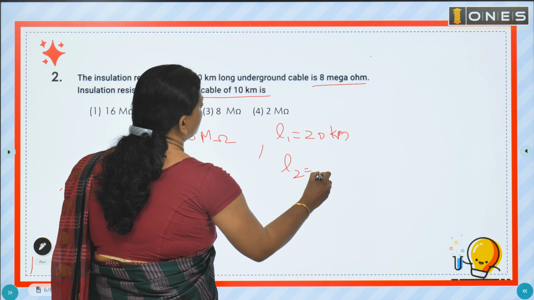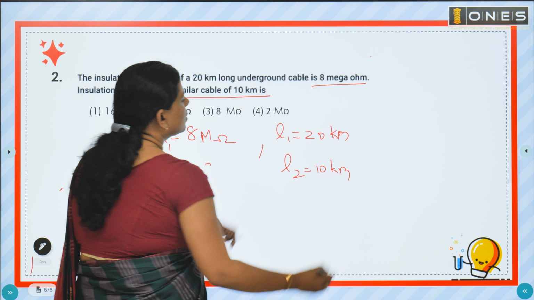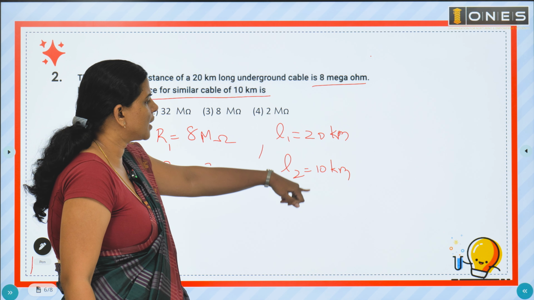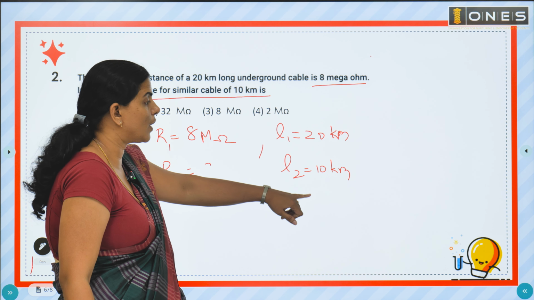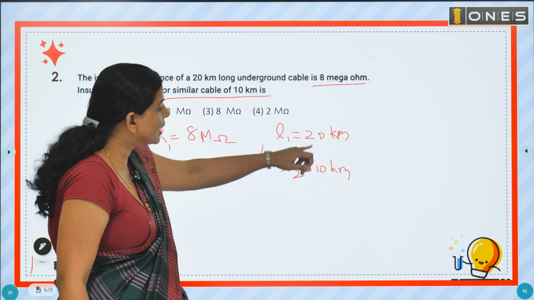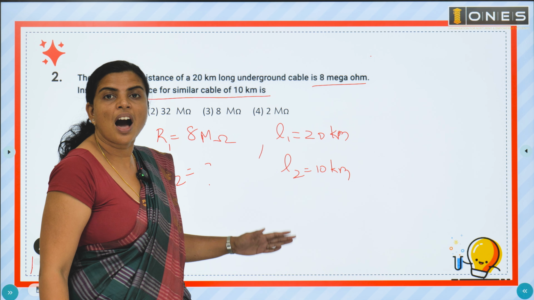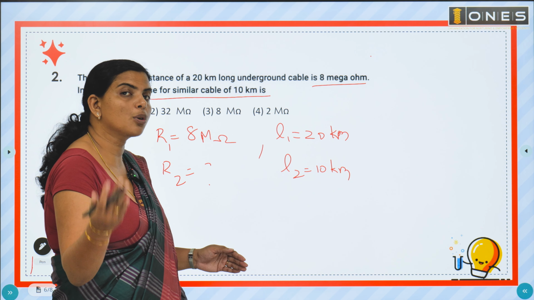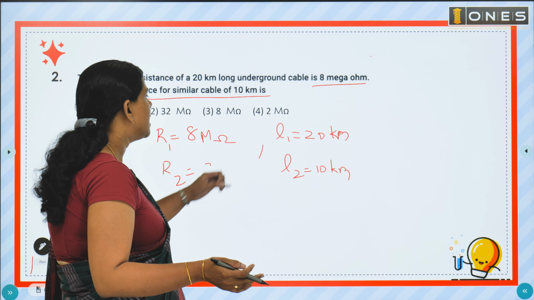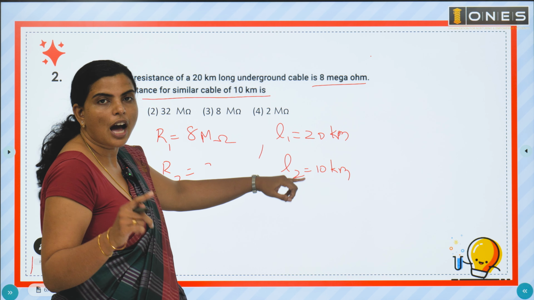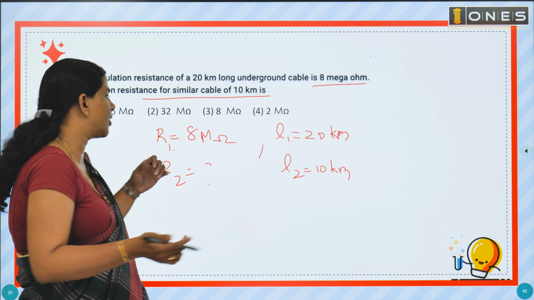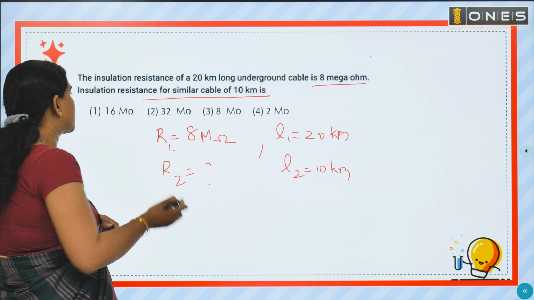L2 is 10 kilometer. സബ്സ്റ്റിറ്റ്യൂട്ട് ചെയ്യാതെ ചെയ്യാം, നമുക്ക് പെട്ടെന്ന് ചെയ്യണം എക്സാമിന്. സോ സബ്സ്റ്റിറ്റ്യൂട്ട് ചെയ്യാതെ ചെയ്ത് നോക്ക്. L1 is 20 kilometer. L2 എന്ന് പറയുന്നത് 10 kilometer. ലെങ്ത് ഹാഫ് ആയി. ഓക്കെ, ലെങ്ത് കുറഞ്ഞു. ലെങ്ത് കുറഞ്ഞാൽ റെസിസ്റ്റൻസ് കൂടണം. ഇൻവേഴ്സ്ലി പ്രൊപ്പോർഷണൽ ആണ്. ലെങ്ത് ഹാഫ് ആയി. അപ്പൊ റെസിസ്റ്റൻസ് എന്താവണം? എത്ര കൂടണം? ഡബിൾ ആവണം. സോ 8ന്റെ ഡബിൾ എന്ന് പറയുന്നത് 16 മെഗാ ഓം.